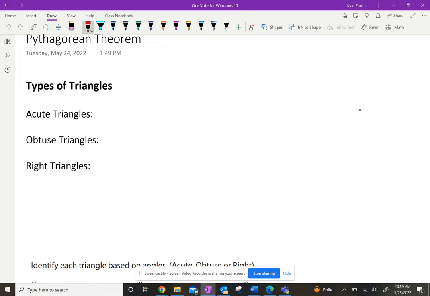we're going to start off with identifying different types of triangles. I'll introduce what the Pythagorean theorem is and what it applies to, and then we're going to get to practice using it. So, first of all, types of triangles. We have acute triangles. So that's a triangle where all the angles are less than 90 degrees. So we're all going to write this down.